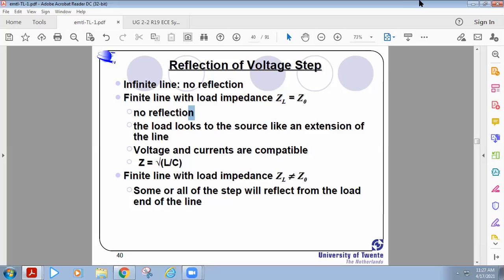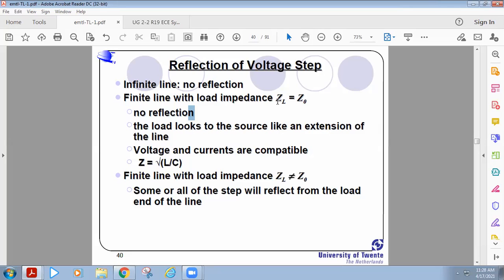Similarly, here when ZL equals Z naught, there is no possibility of reflection, and there is no loss, because of the matched impedances. That's why no reflection takes place. The load looks into the source like an extension of the line, and it seems like an infinite line. And the third point: voltage and currents are compatible, so there is no reflection because of any voltage and current mismatch.